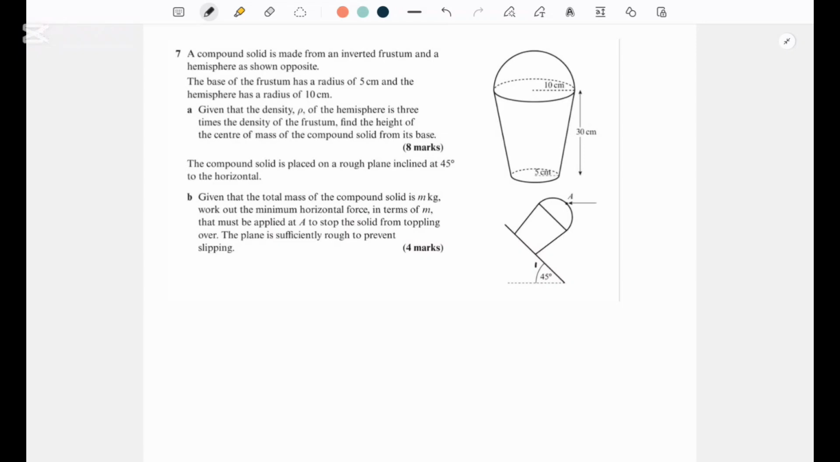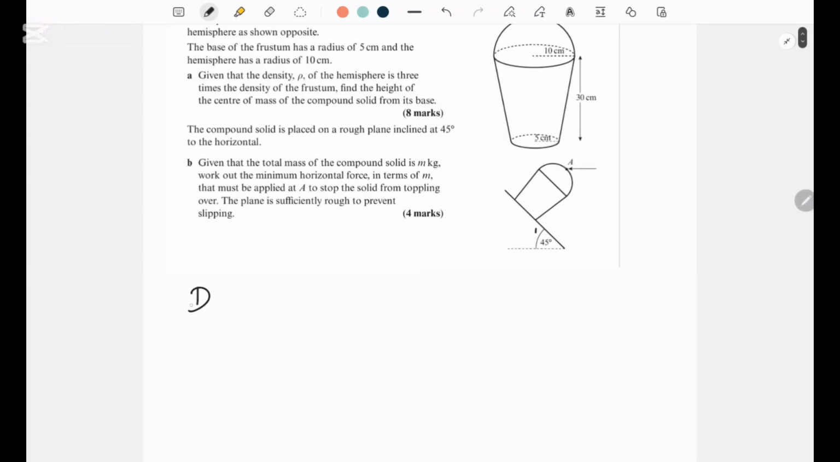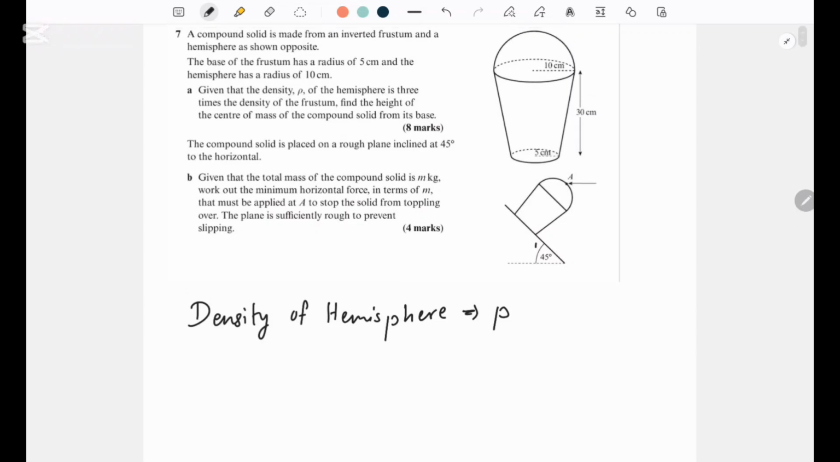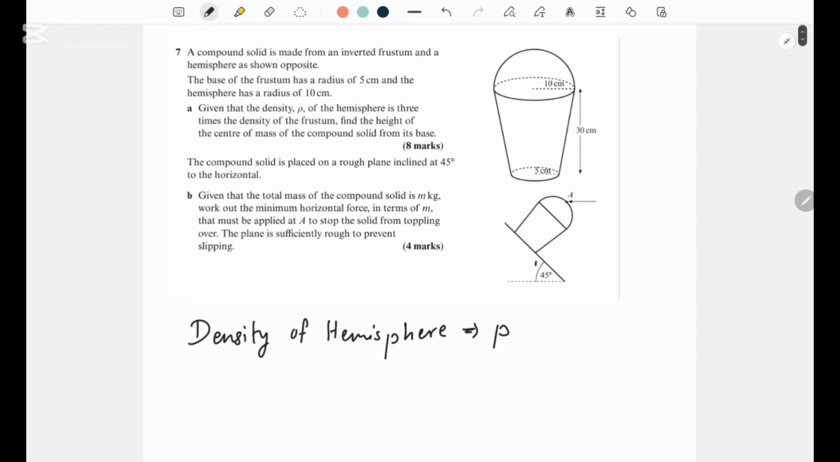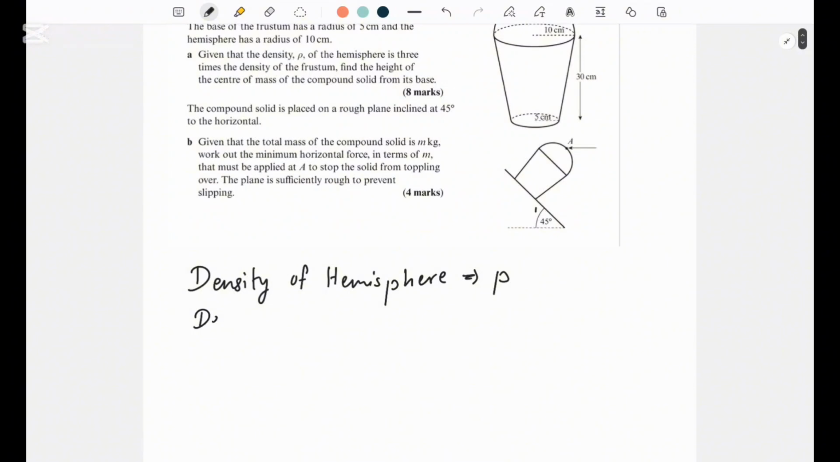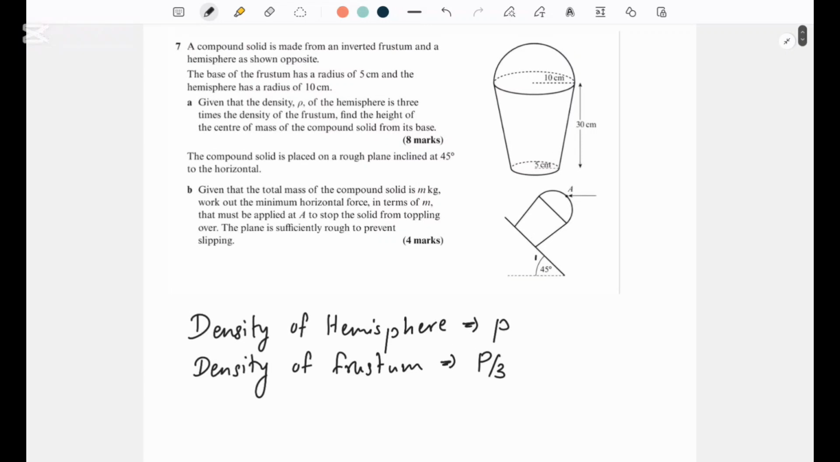As you can see in part A, they've given the density of the hemisphere as P. They say the density P of the hemisphere is 3 times the density of the frustum. So the density of the frustum equals P over 3, because the density of the hemisphere is 3 times the density of the frustum. If you multiply P over 3 by 3, you get P, right? I hope you all understood that.